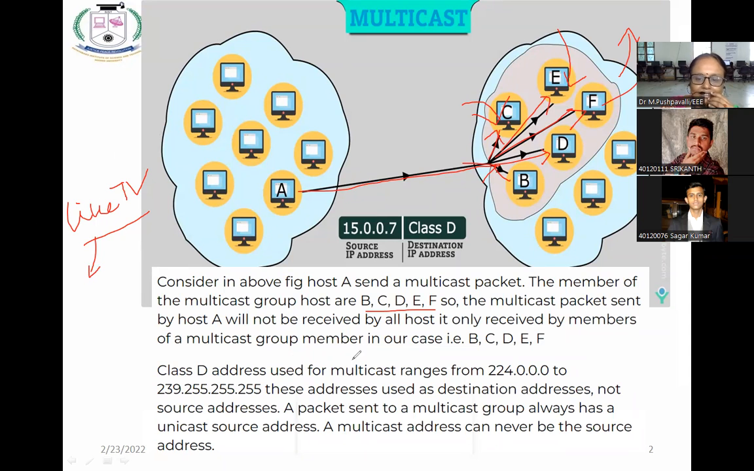Sagar, have you understood this? Where do I have to send to my group of nodes? Yes, group. If you subscribe to that channel, you will receive that packet now.